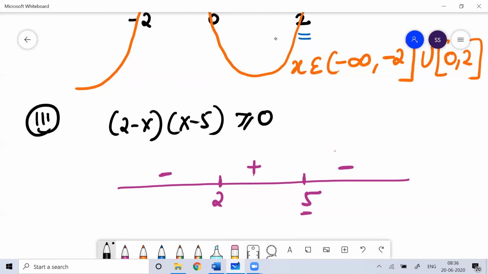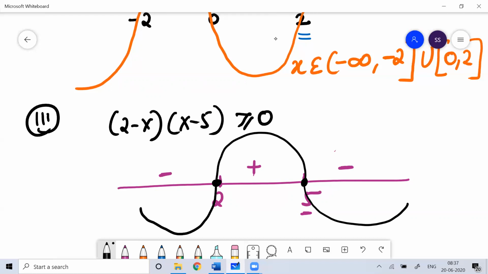So if you draw the number line and the wavy curve, your wavy curve would be like this. You're looking for greater than or equal to, so both 2 and 5 would be inclusive. So the value of x would be from 2 to 5, close bracket. Here we always determine the range of values. So the value of x would be from 2 to 5, inclusive of 2 and 5.